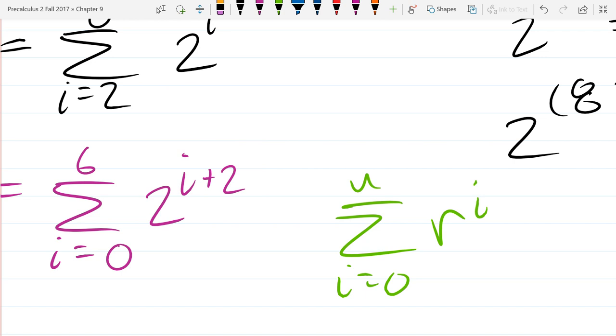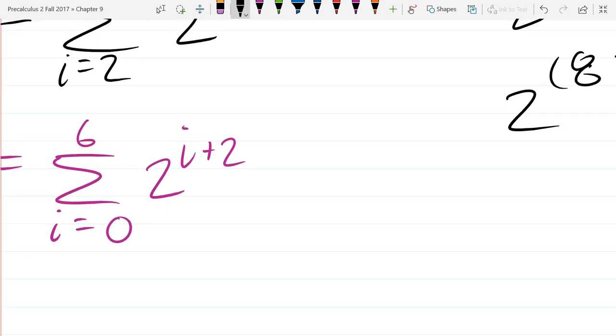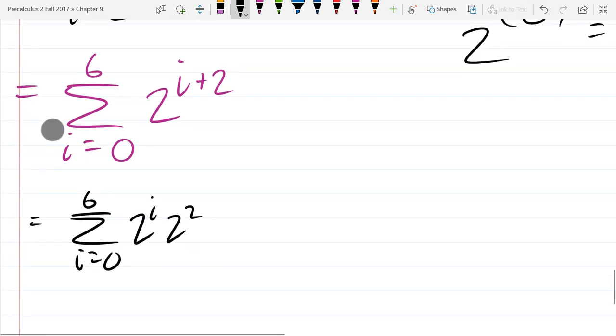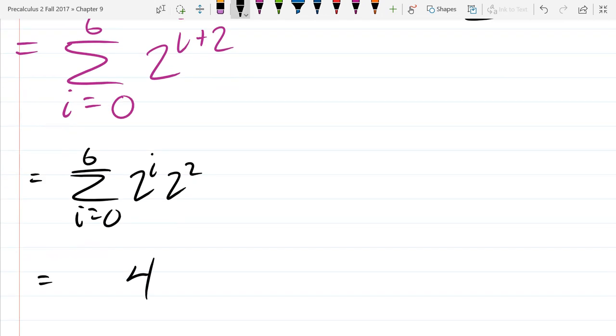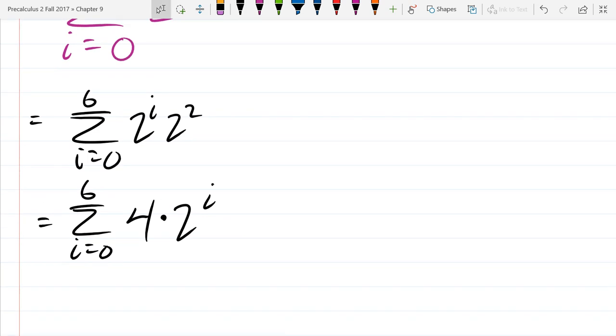So what we're going to do now is use algebra. So we don't have to worry about reindexing it anymore. We're starting at the right value, but we do need some algebra here. So I could write this as 2 to the I times 2 squared, which is 4 times 2 to the I power. All right. Any questions on that? That's just regular exponent rules. You've probably seen that 100 times before or more. So now I'm going to do another algebra step.